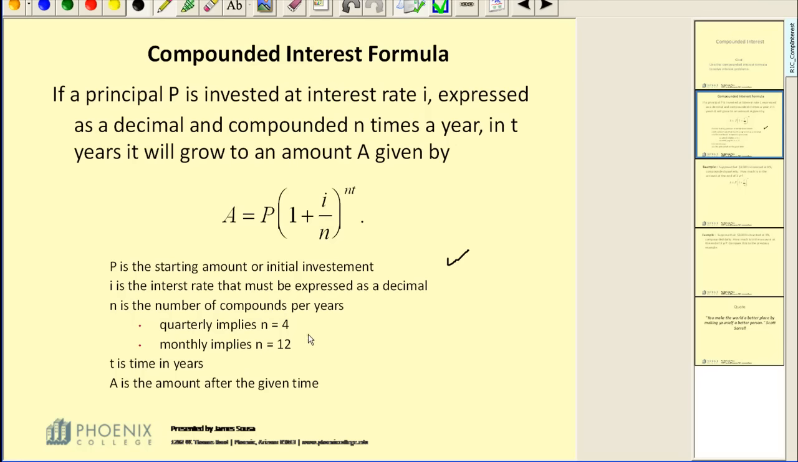T is time, but it must be in years. So of course, if it's 2 years, T would be 2. But let's say they told you the time was 18 months. 18 months would be a year and a half, or 1.5 years. And lastly, A is the amount after the given time. Let's take a look at a couple quick examples.